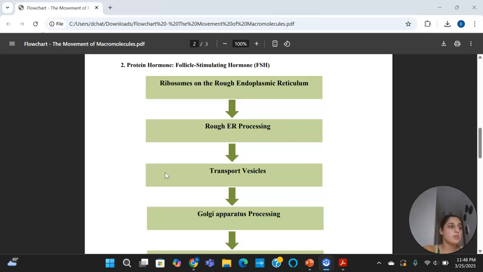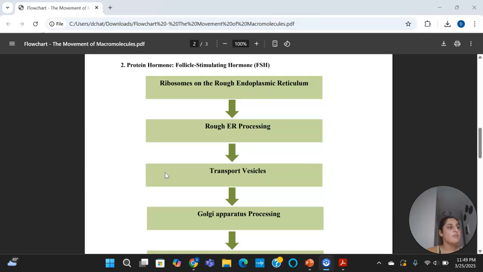FSH is produced by ribosomes and travels through the endomembrane system along a complex pathway. Synthesis and transport pathway: ribosomes on the rough ER. The gene encoding FSH is converted into messenger RNA connected to the rough ER, where FSH production starts. The fundamental structure of FSH is formed by ribosomes translating mRNA into a polypeptide chain. The rough ER performs post-translational changes including folding and glycosylation, which is the addition of carbohydrate chains.